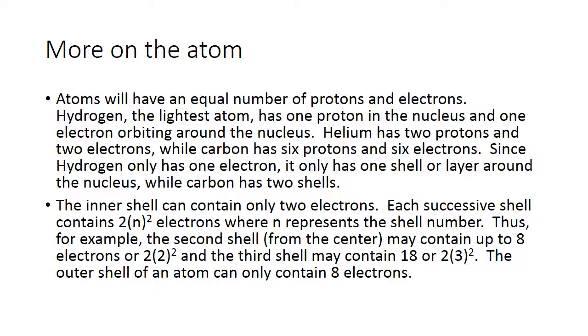Since hydrogen only has 1 electron, it only has 1 shell or layer around the nucleus. And carbon actually has 2 shells. It's got 2 electrons in the inner shell and 4 electrons in the outer shell.